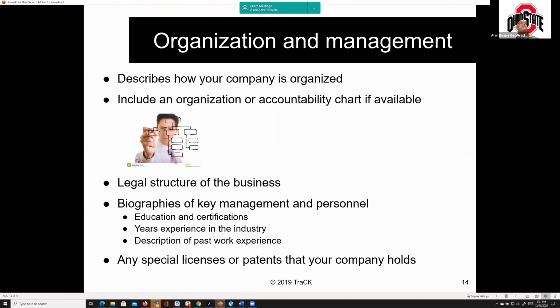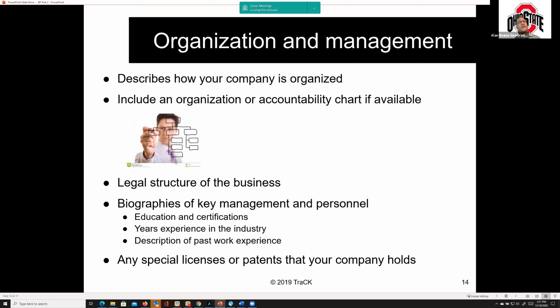Organization and management. So this section of the business plan describes how your company is organized. It should include an organization or accountability chart. I would like to talk a little bit about organization charts, it's a very common term. It's been around for a long time, but I would like to talk a little bit more about the accountability charts, because an organizational chart will typically say, who's the president, who's the chief engineer, who's the accountant, the accounts payable person.